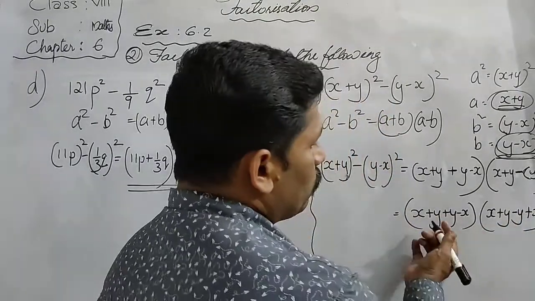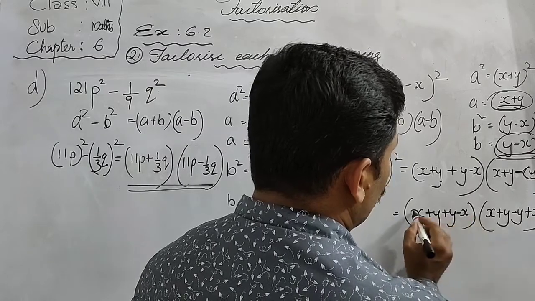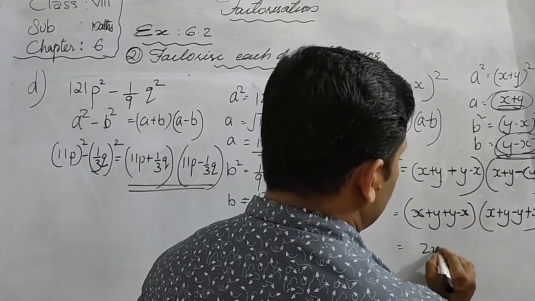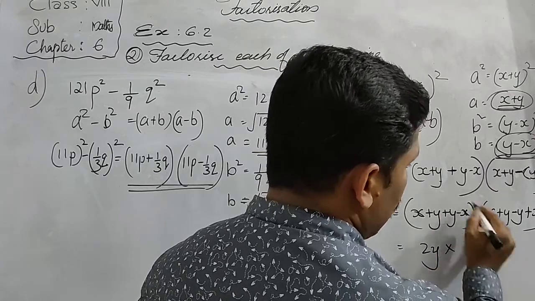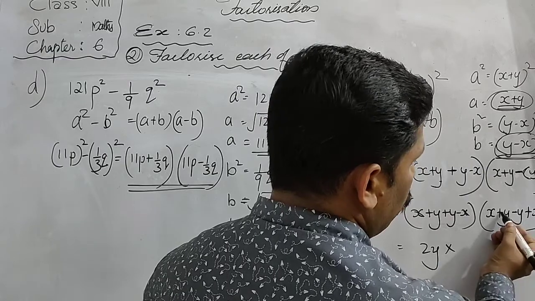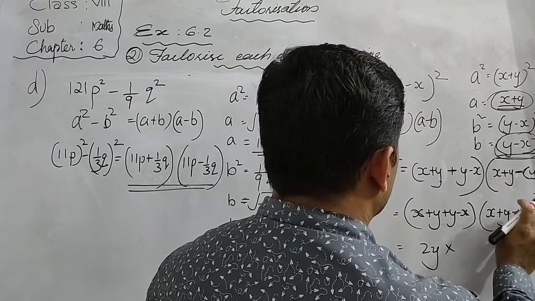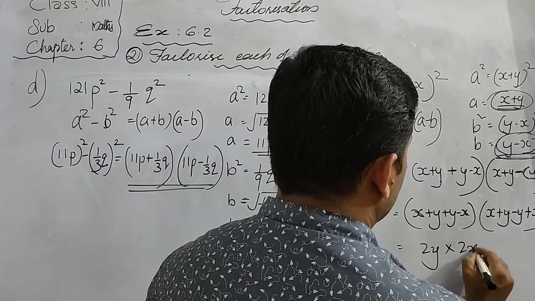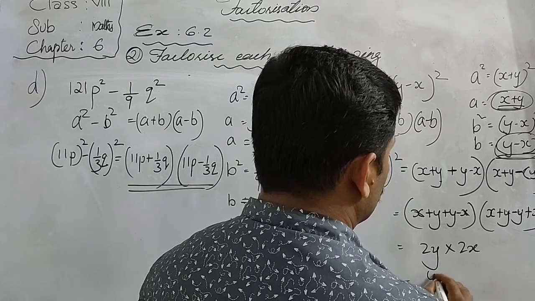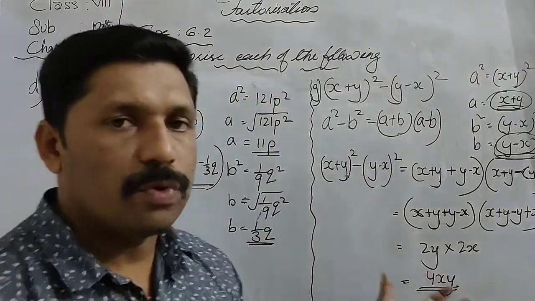Now we can solve, because x and x here, this is positive x and this is negative, both will be cancelled. Then y plus y is equal to 2y remaining, and into this bracket, x and x gives 2x, and positive y and negative y will be cancelled. So what is remaining? 2x remaining. So 2y into 2x: 2 twos are 4, x into y, xy, is equal to 4xy. So here students, the answer is 4xy.